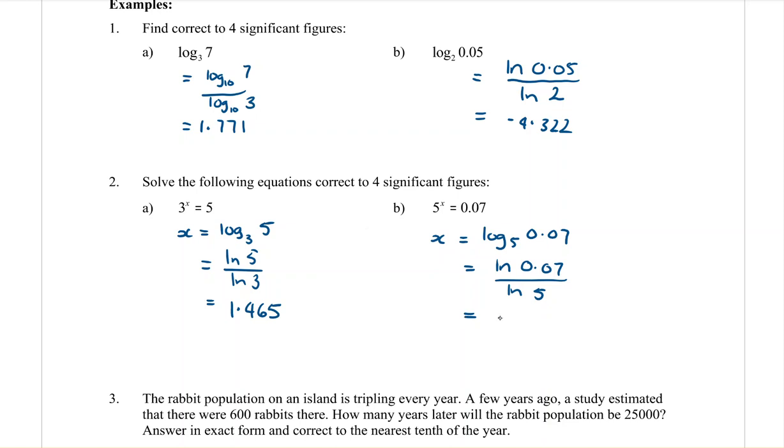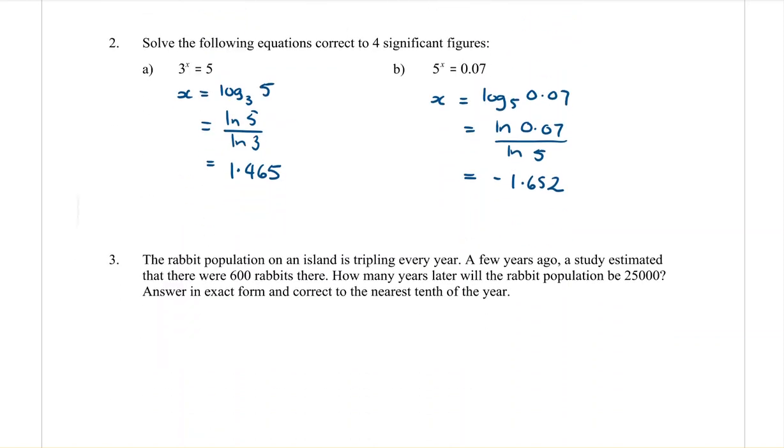That makes minus 1.652 to 4 significant figures. Okay? Everyone's good with that? All right.